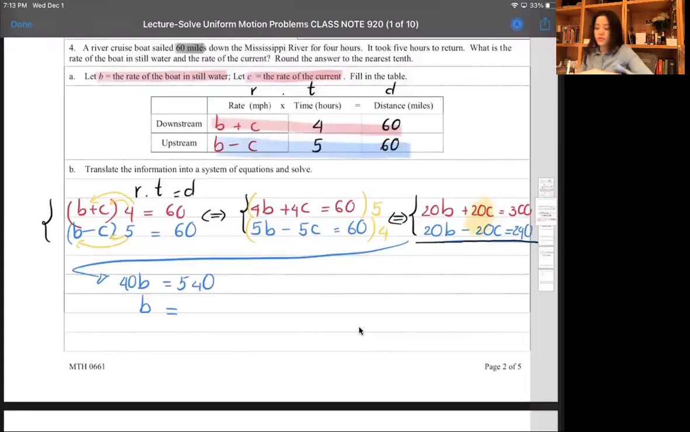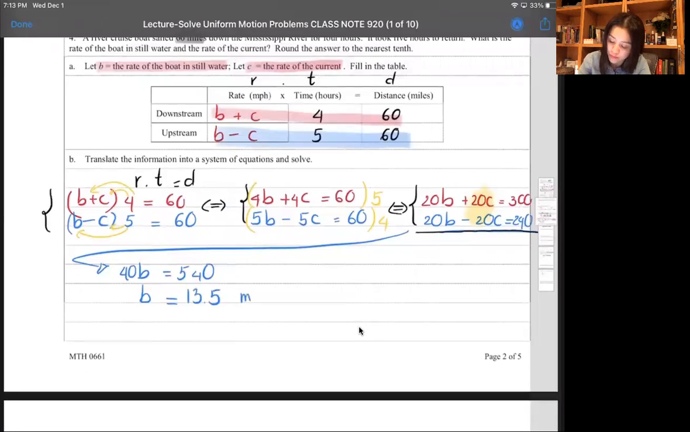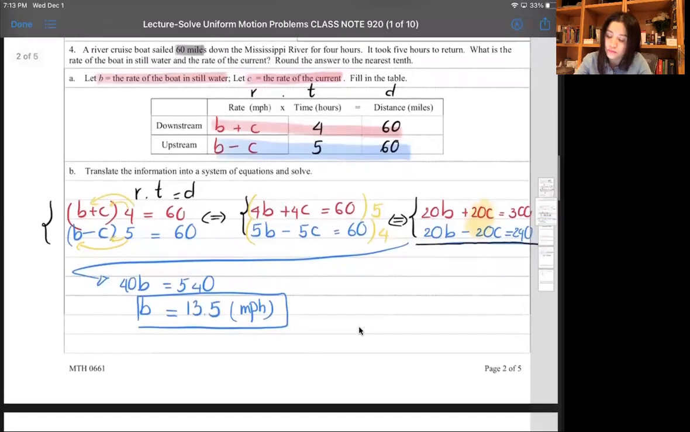let's see, my calculator on my phone. 540 divided by 40, 13.5. And because b represents the rate, the units will be miles per hour. So the speed of the boat is 13.5 miles per hour. Now we have to find the speed of the current.